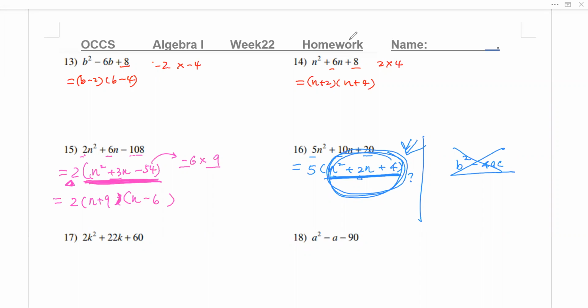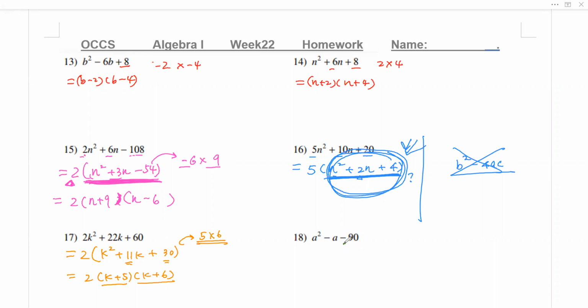Right. Next, number 17. We take 2 out first, right? k squared plus 11k plus 30. 30 can be factored into what? The sum of them should be exactly 11. 5 times 6, right? 5 times 6 is 30. The sum of them is 11, right? So you get (k plus 5)(k plus 6). 2 different factors, right? All right, let's move on.